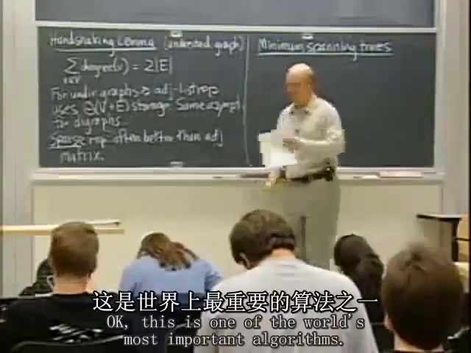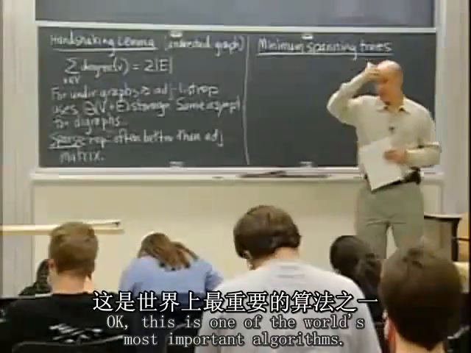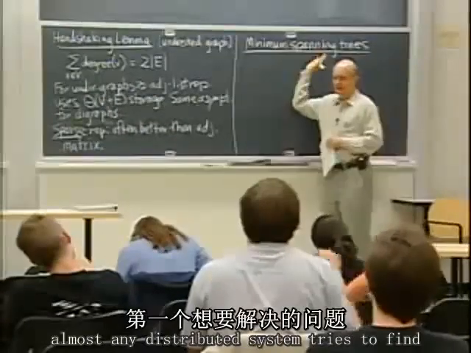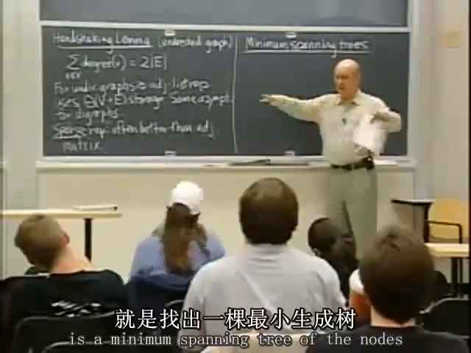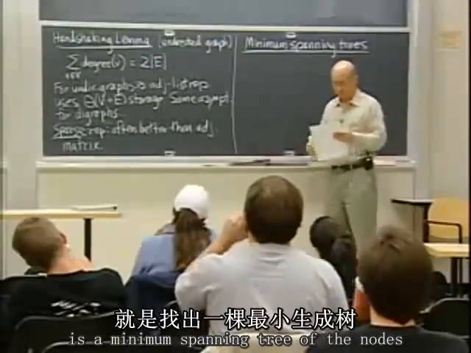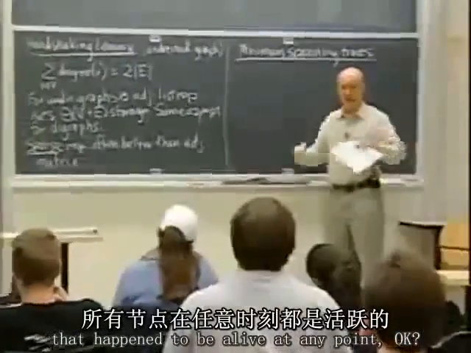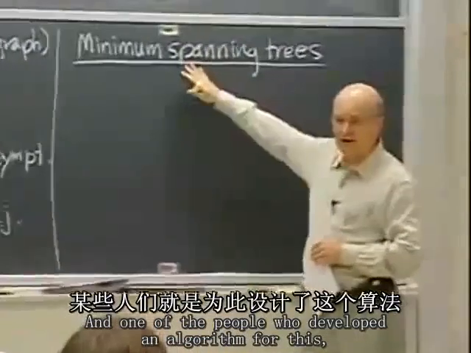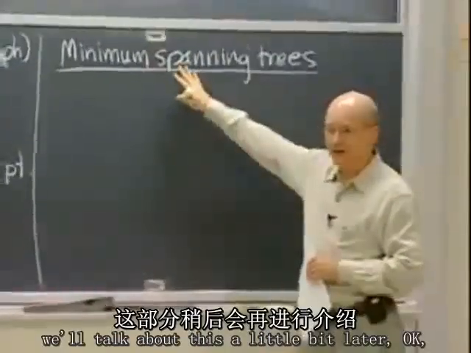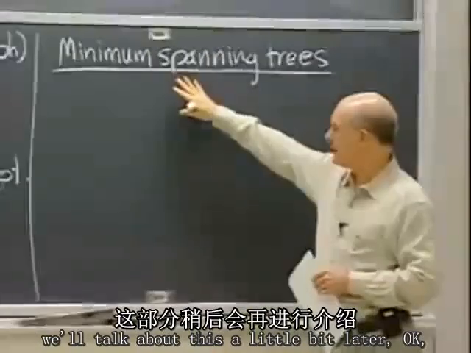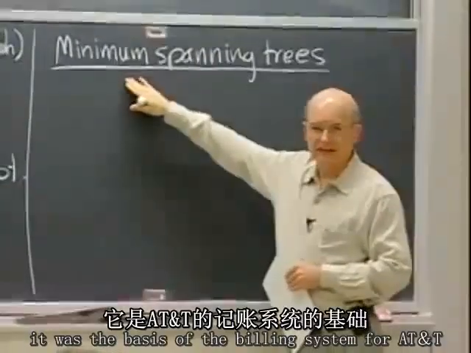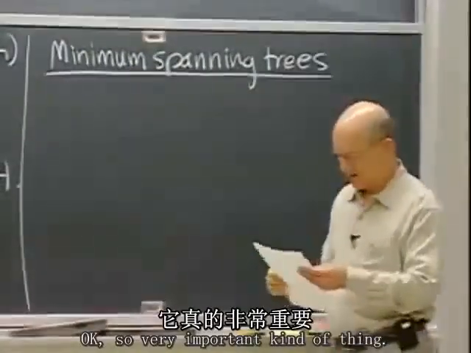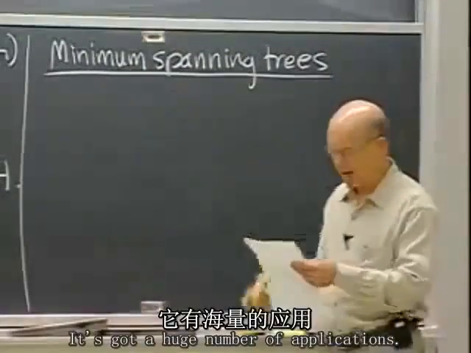Okay, this is one of the world's most important algorithms. Okay, it is important in distributed systems. It's one of the first things that almost any distributed system tries to find: a minimum spanning tree of the nodes that happen to be alive at any point. Okay, and one of the people who developed an algorithm for this, we'll talk about a little bit later. It was the basis of the billing system for AT&T for many, many years while it was a monopoly. Okay, so very important kind of thing, and it's got a huge number of applications.